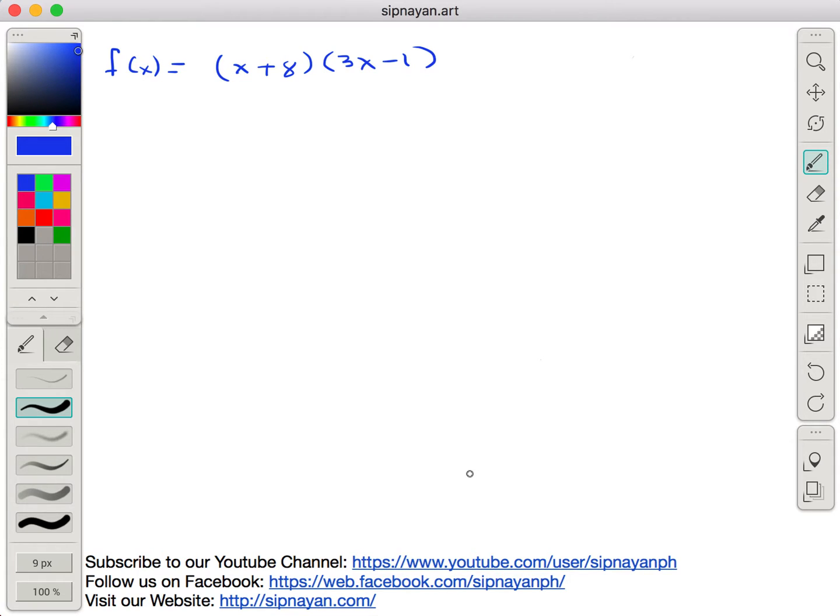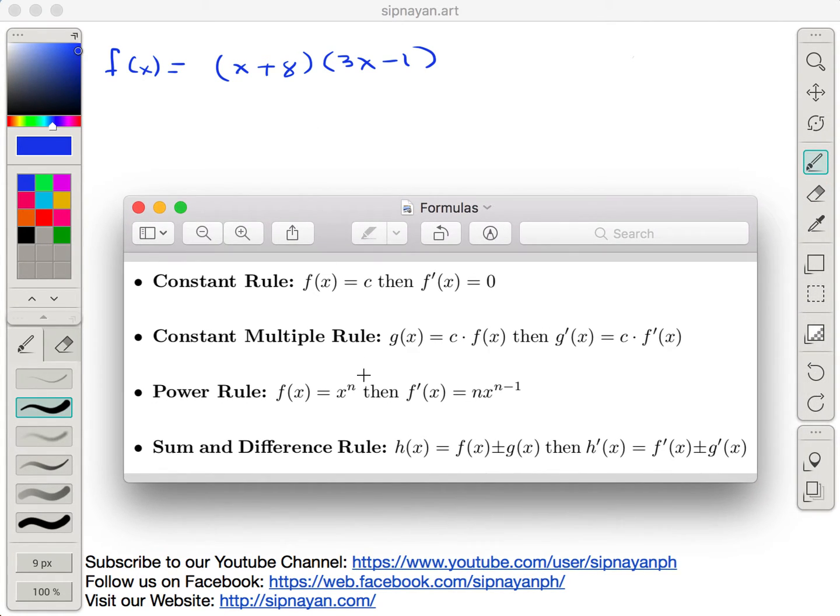So, for example, itong problem na to, paano natin gagamitan to ng mga napag-aralan na nating formulas, no? So, ito yung mga napag-aralan na natin. Meron tayong constant rule, meron tayong constant multiple rule, power rule, tsaka sum and difference rule. I think hindi natin pwede gamitin yung mga formulas dito, no? Dahil ito multiplication, meron lang tayo sum and difference.